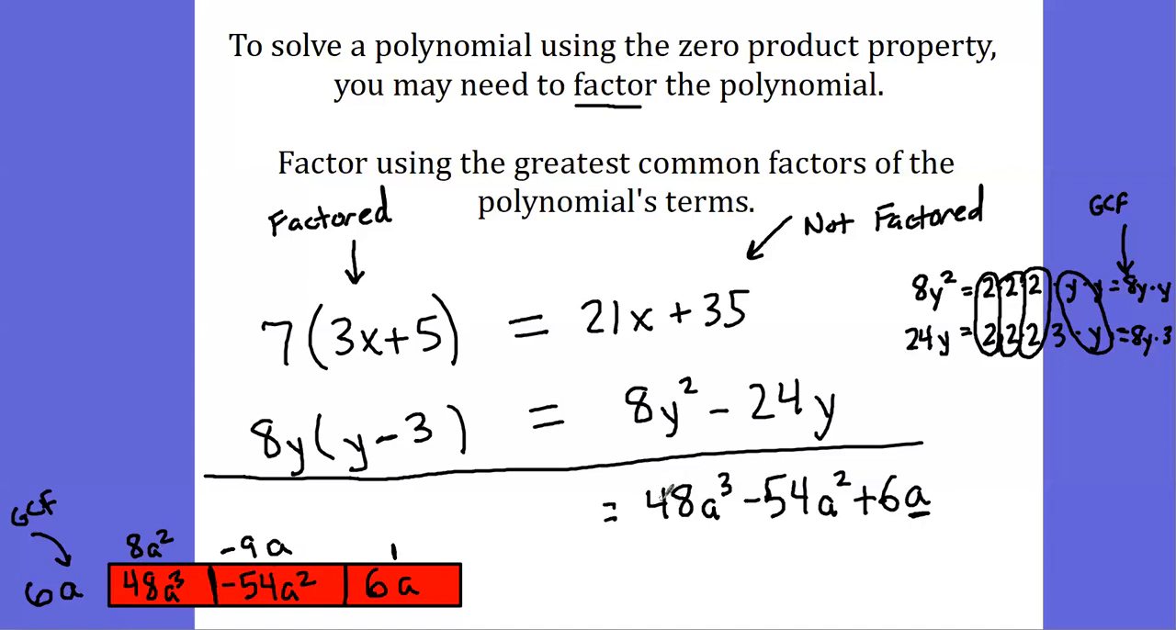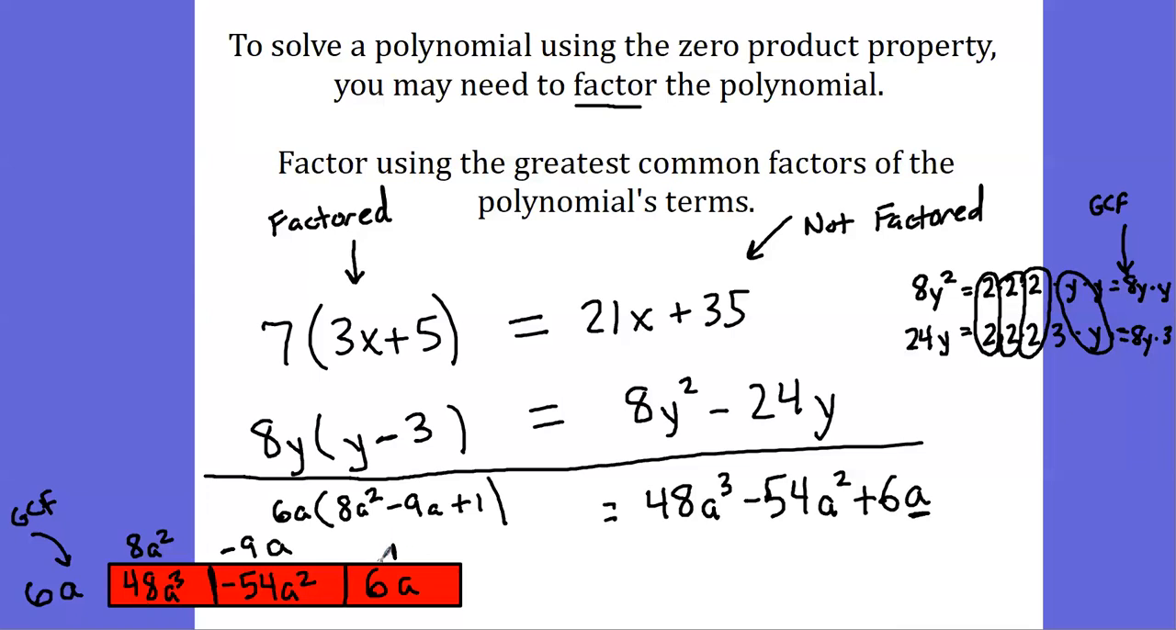So in partially factored form, this 48a cubed minus 54a squared plus 6a can be written as 6a times the quantity... Oh, I'm writing the wrong part there. Let me go back. When you write this in factored form, you want to take this piece times this piece. So 6a times the quantity 8a squared minus 9a plus 1. All right, so I have now factored out my greatest common factor.